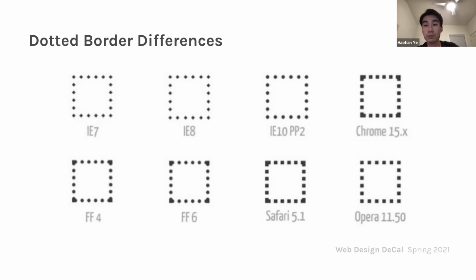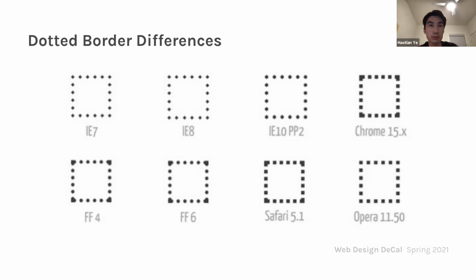So every browser has its own rendering engine. You can't really expect your website to look exactly the same on every single browser because they have their own take on rendering. But these are still minute differences. It's a border. You're probably not going to notice this, or you might not even use dotted borders in general because you probably want to use something that's consistent across all browsers.